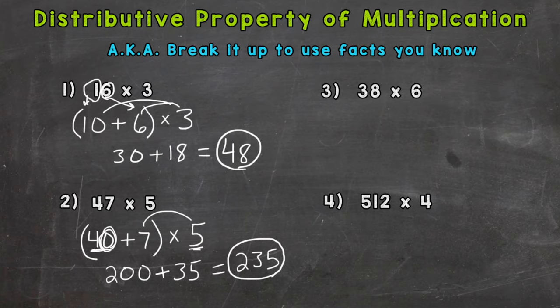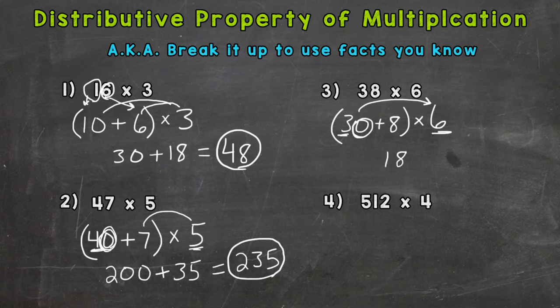So again, we broke apart the 47. We broke it down to 40 and the 7, and then we multiplied the 5 by the 40 and the 7 because those were easier facts for us to solve than a 47 times 5. So let's go to number 3. Let's break apart the 38. So we have a 30 and we have an 8. And we need to multiply both of those by the 6. So 30 times 6 gives us, well, 3 times 6 is 18. Put the 0 back on the end, so the 1 and the 8 go to the correct place values. So we have 6 times 30 is 180, plus the 8 times 6, which is 48. And we can do 180 plus 48 gives us 228.